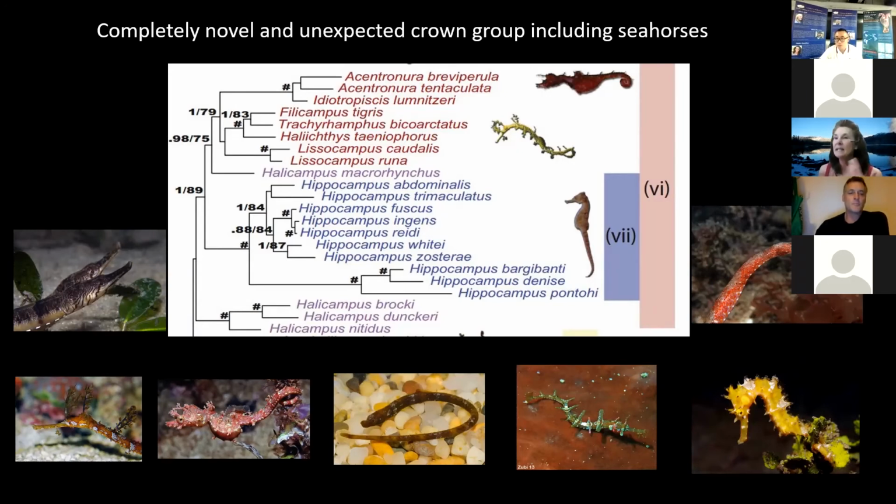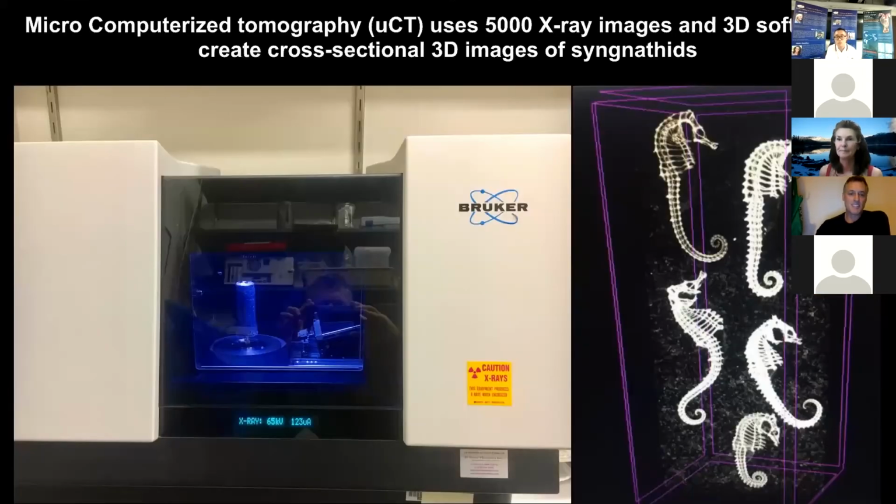So to discuss how we explored some morphological characters to evaluate these surprising molecular results, I am going to pass it off to Graham. Thanks, Healy. In this presentation, I'm going to describe some novel morphological characters in syngnathids identified via micro-CT scans, or microcomputerized tomography, which is an exciting new imaging tool for taxonomists for the generation of high-resolution 3D images of skeletons and fish specimens.